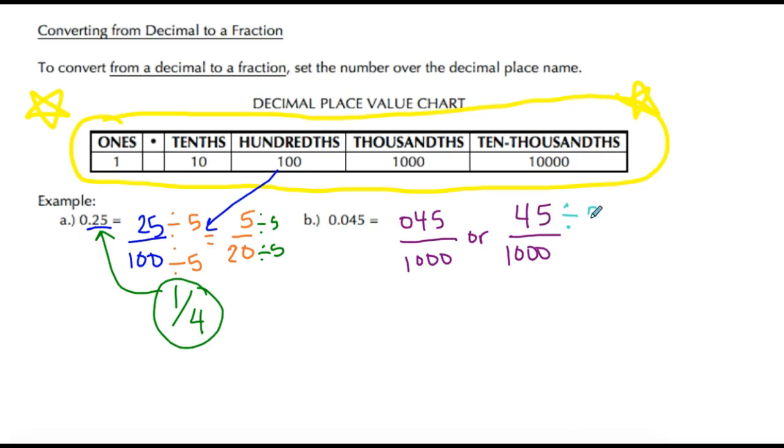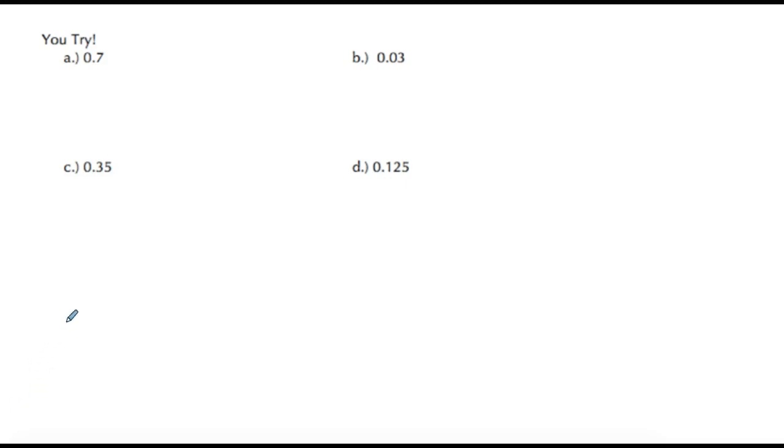So 45 divided by 5 is 9. 1,000 divided by 5. 5 goes into 10 2 times, and then I have 200 left over. So now I need to think, is there a number that goes into both of those? Well, I know 9 and 200 don't work, and because 9 is not even, this is my final answer. So now it says you try, so go ahead and pause, and then resume the video when you're ready to see my answers and see how we go from a decimal to a fraction.